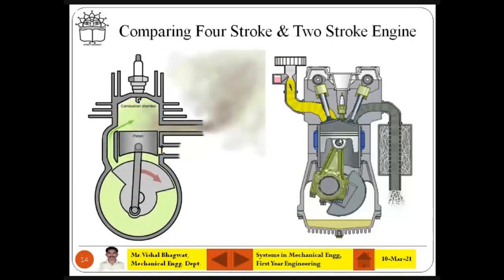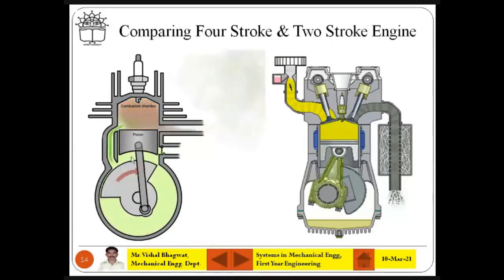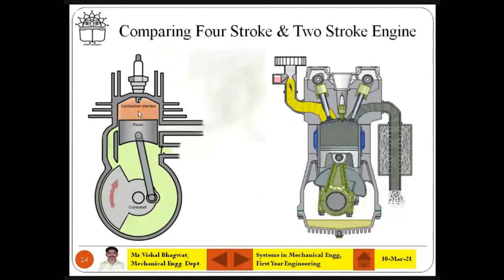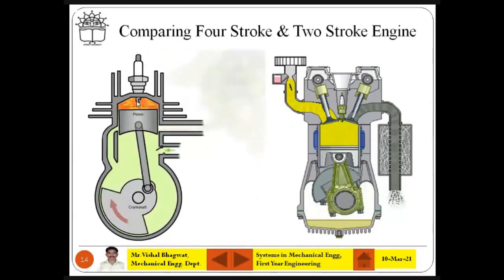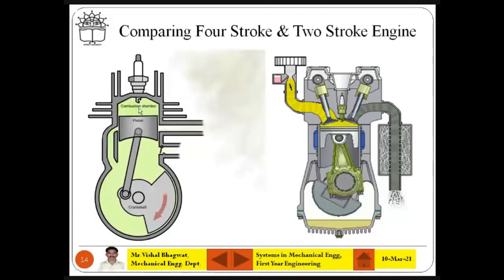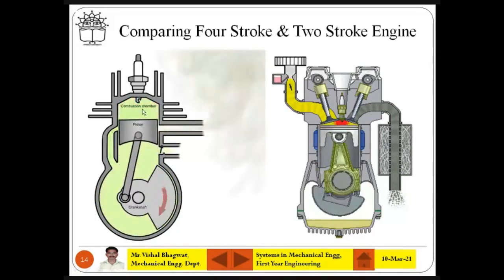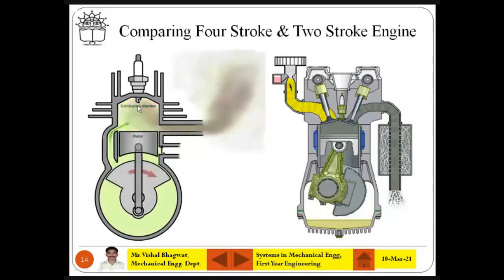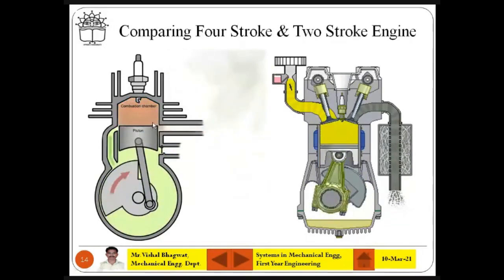It is maximum in case of 4-stroke engine, whereas in case of 2-stroke engine, you can see as soon as power stroke is generated, all the burnt gases will be sent out immediately.